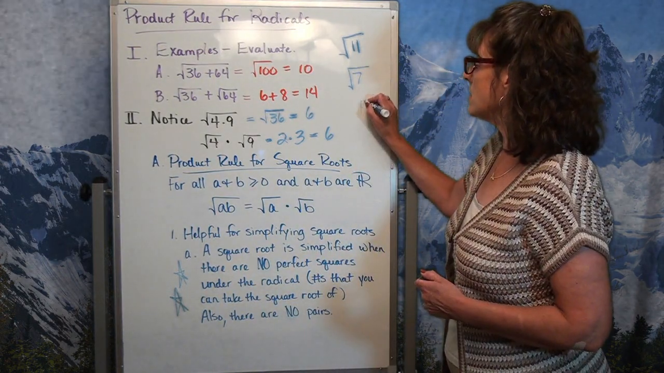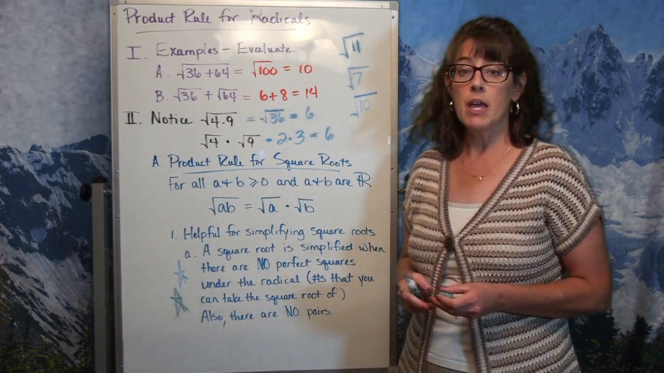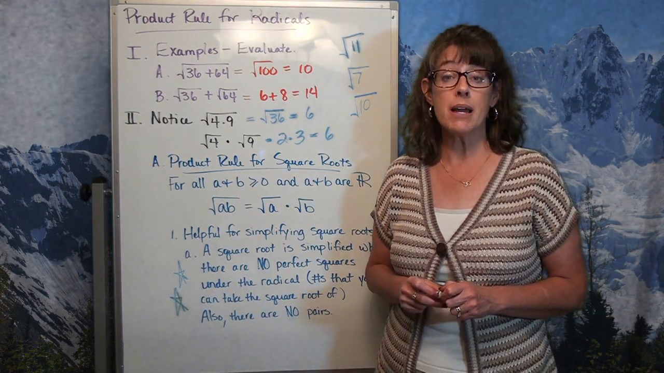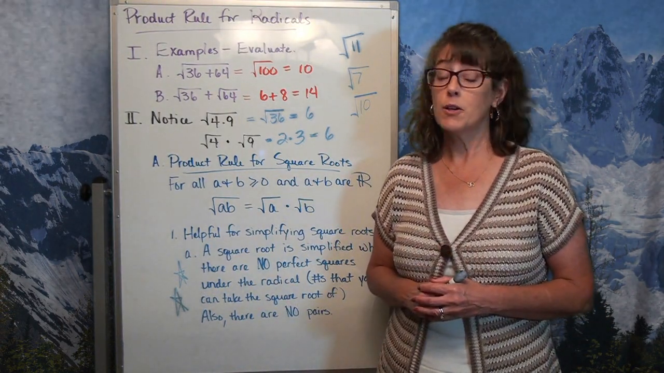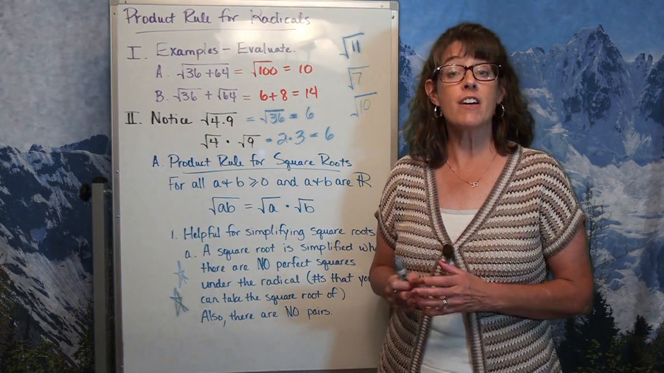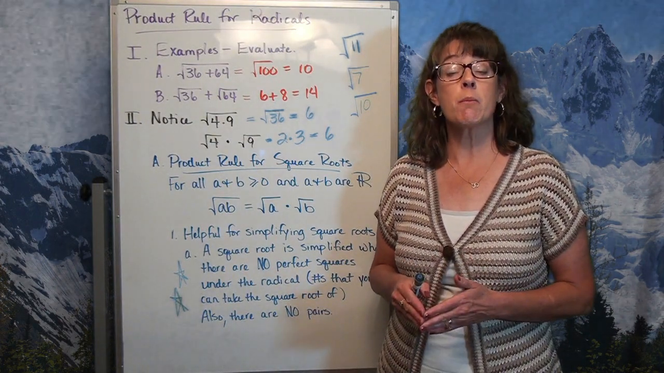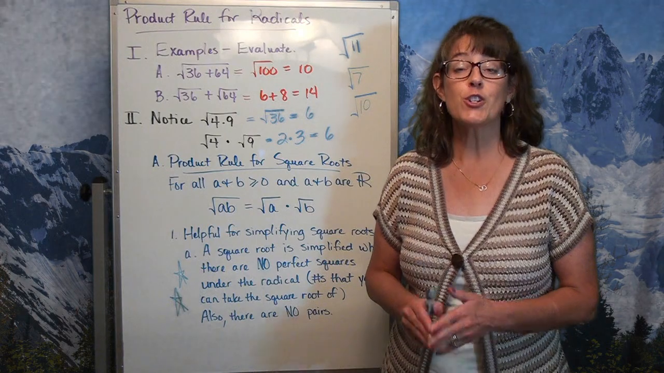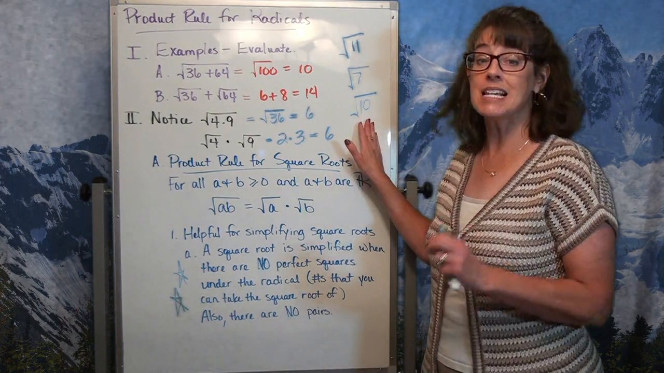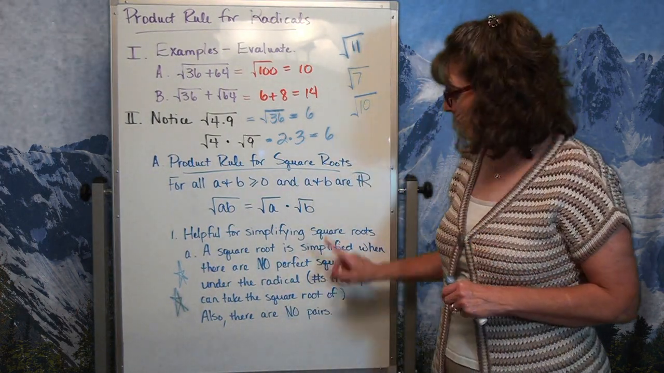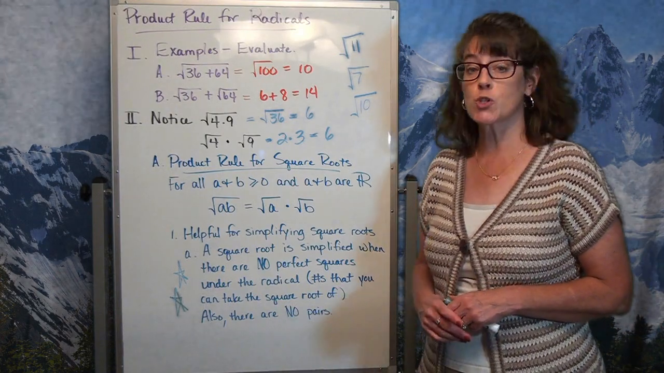Well, let's talk about this, a 10. Can you think of a number that you can multiply by itself to create a 10? No. A 10 is a 5 times a 2, but there's no number that I can multiply by itself to create a 10. So 10 is not a perfect square. Perfect squares are numbers that you can take the square root of.